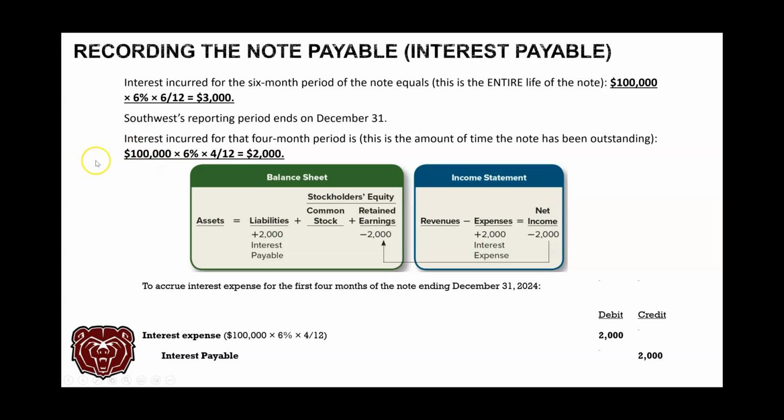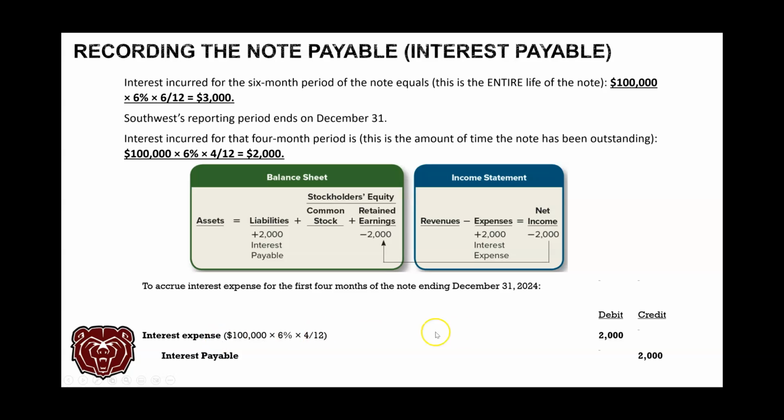We're going to take that 100,000, again, our amount, times our rate, 6%, times the time that we've had it, 4 months out of the 12 months. That gives us $2,000. So we'll record a $2,000 interest payable liability. That'll be an increase to a liability. And we're going to record a $2,000 interest expense. That's going to be an increase to an expense, which decreases your net income, which in turn decreases your retained earnings.